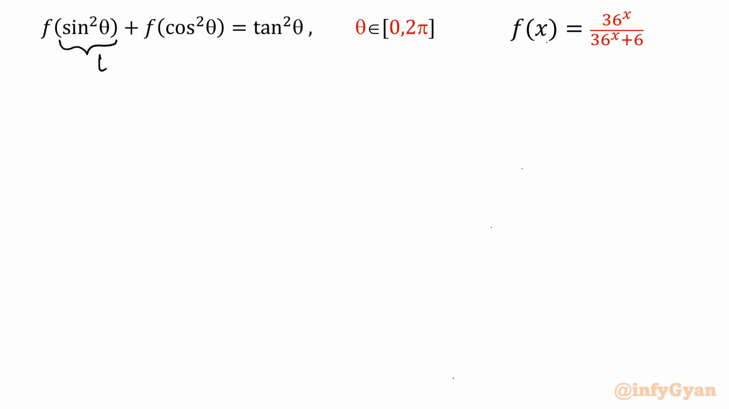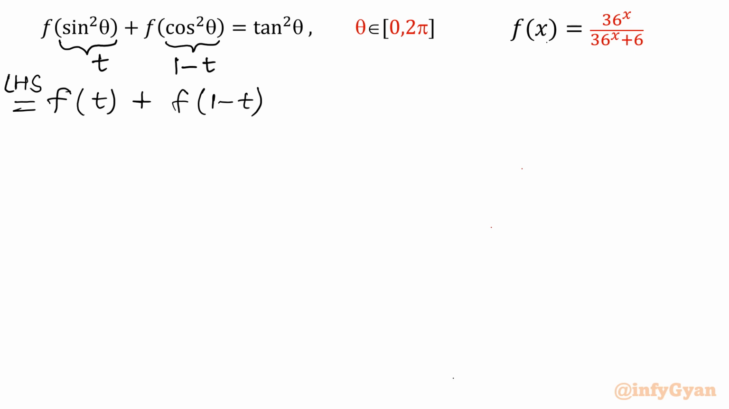I will write this as t. If sin²θ equals t, then cos²θ would be 1 minus t, since cos²θ equals 1 minus sin²θ. So our equation will convert to f(t) + f(1 − t) = tan²θ. I am not putting that value. I am just evaluating the left hand side after substitution. We will talk about tan²θ a little later. Okay, let's find the LHS after substitution.